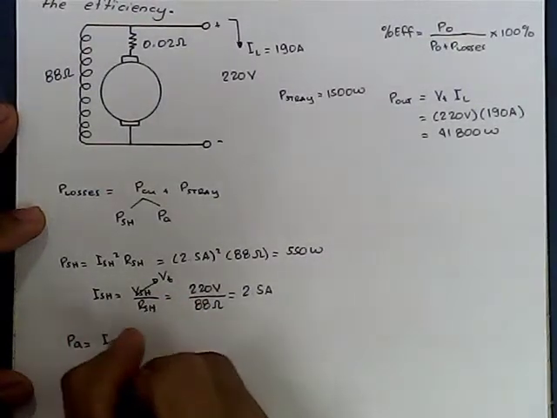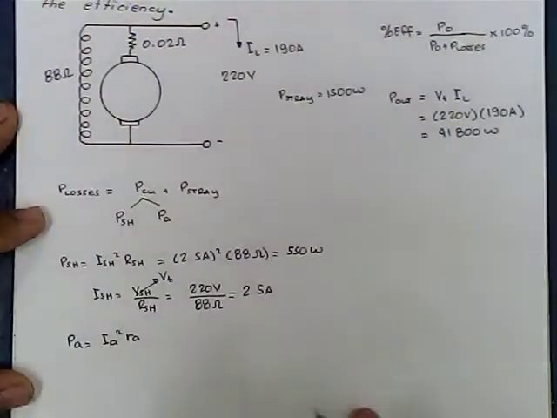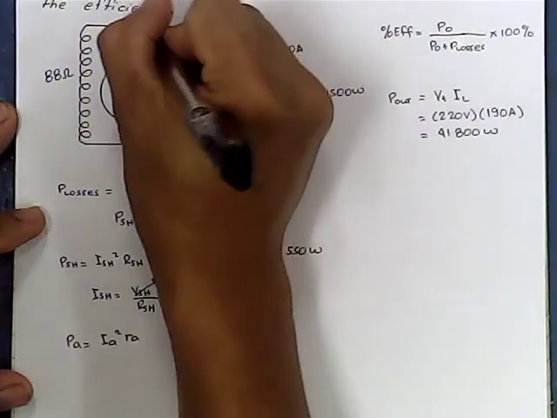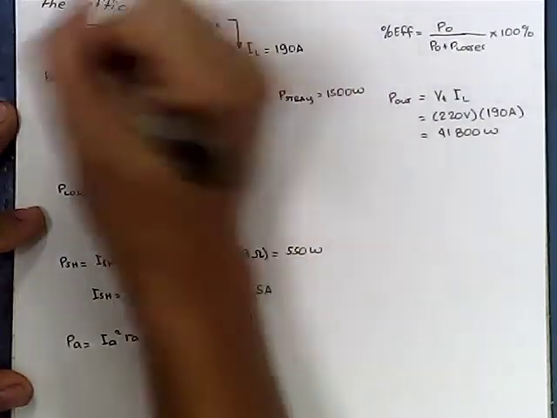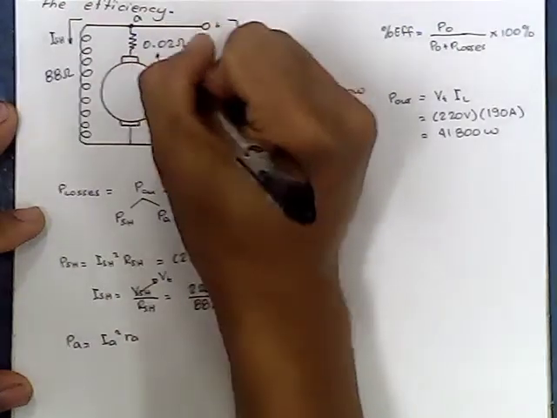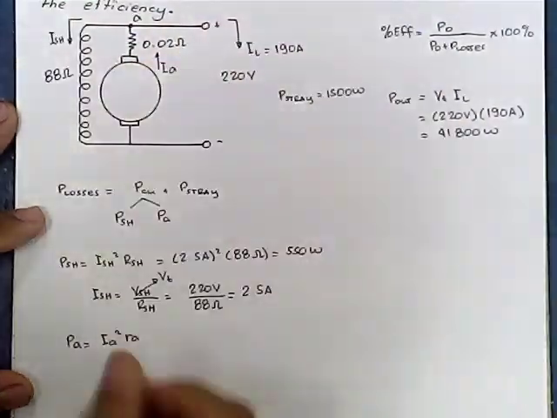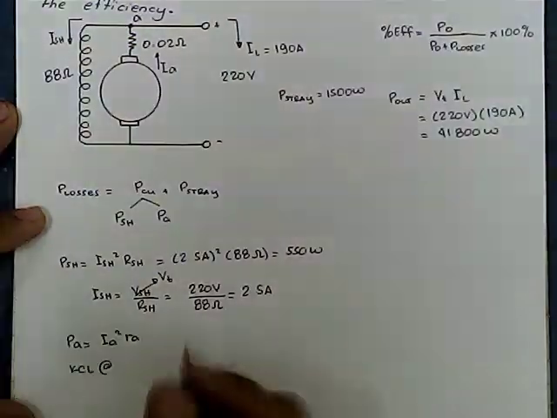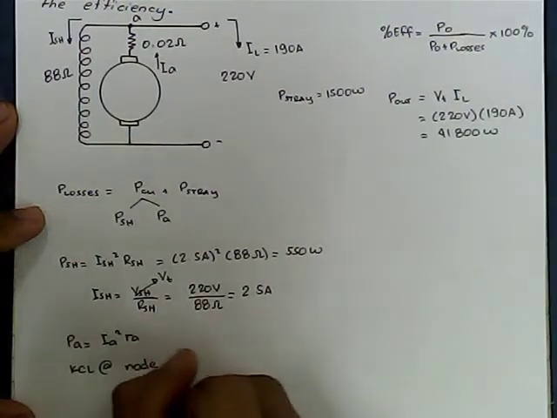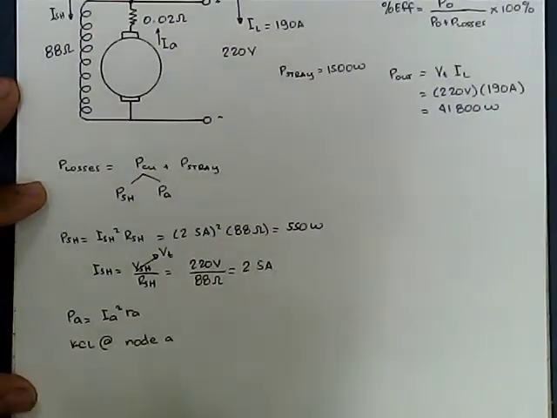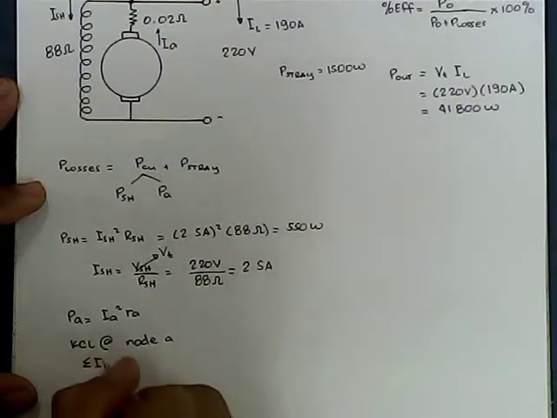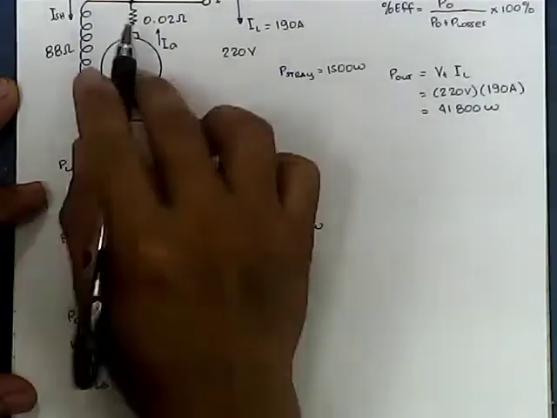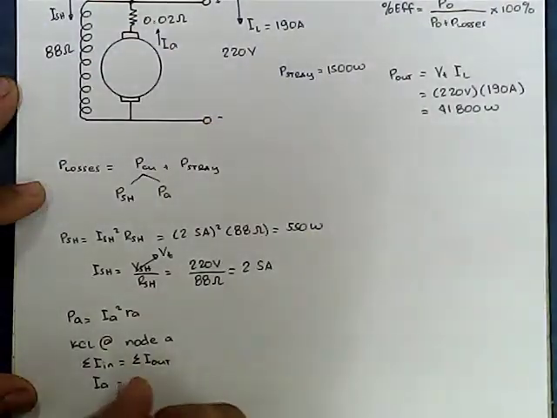For the armature copper loss, PA is equal to IA squared times RA. Again, kunin muna natin yung armature current. For that, we have here Kirchhoff's current law. Nandito yung armature current. KCL at node A. Summation of current in equals summation of current out. IA equals IL plus ISH.